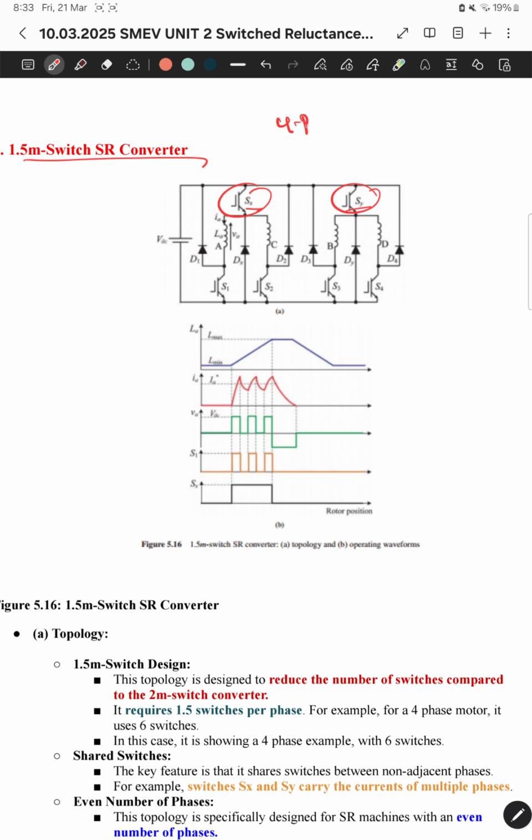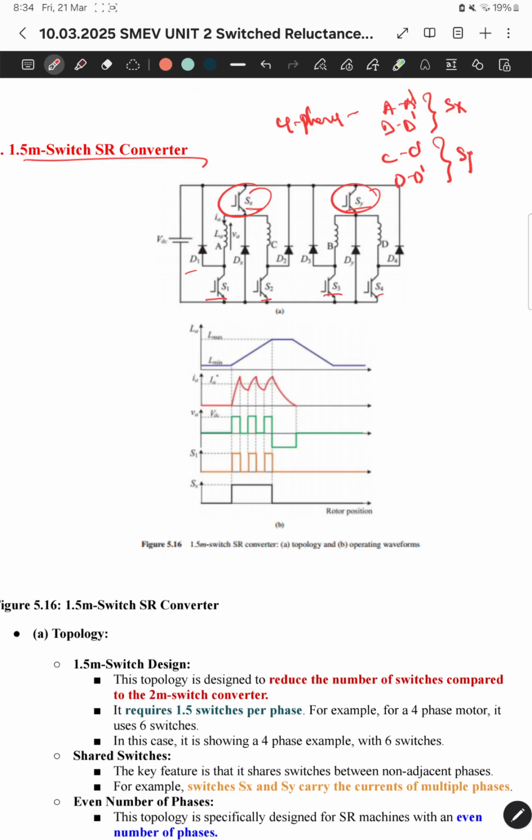Here I am considering 4 phases, that means A dash, B dash, C dash, D dash pole pairs. For A dash and B dash, I'm using Sx, which is common. For C dash and D dash, I'm using the Sy switch. Totally, four switches S1, S2, S3, S4 are there, and in addition, there is a common switch for each pair of phases. All the diodes D1, D2, D3, D4 are there for freewheeling action.